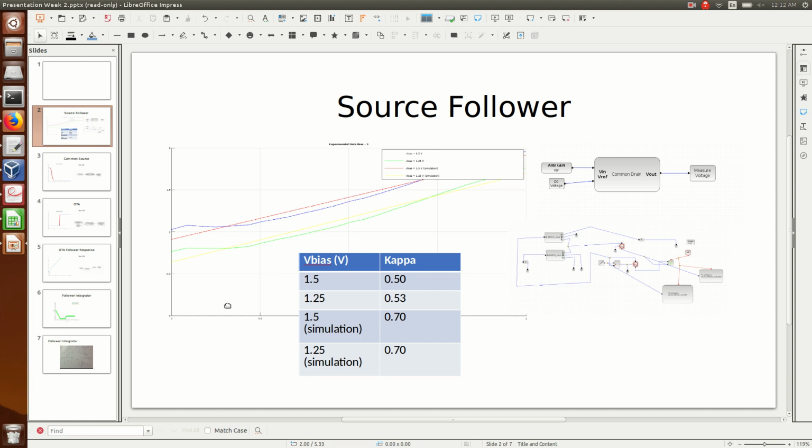So for the source follower, we plotted our results V out versus V in, and for the experimental data, we used a V bias of 1.5 and 1.25 volts and got kappa 0.5 and 0.53. For the simulation, we got a kappa of exactly what we set the transistors to.